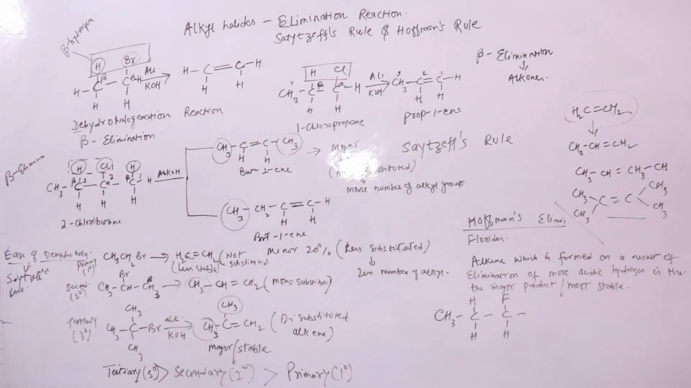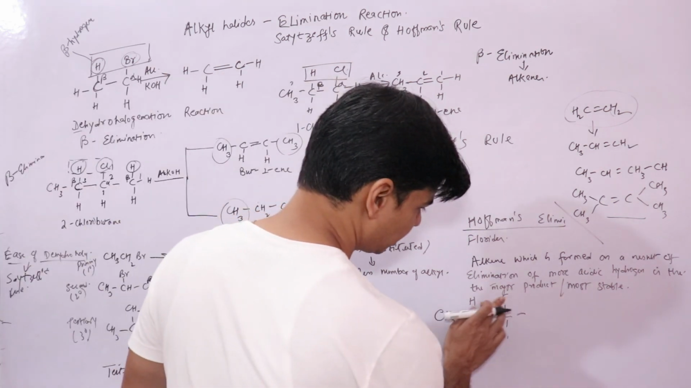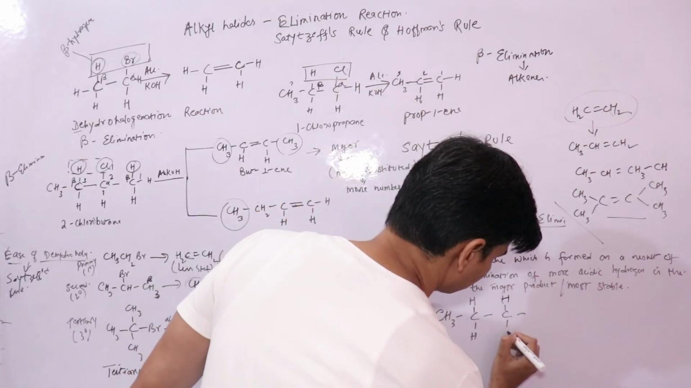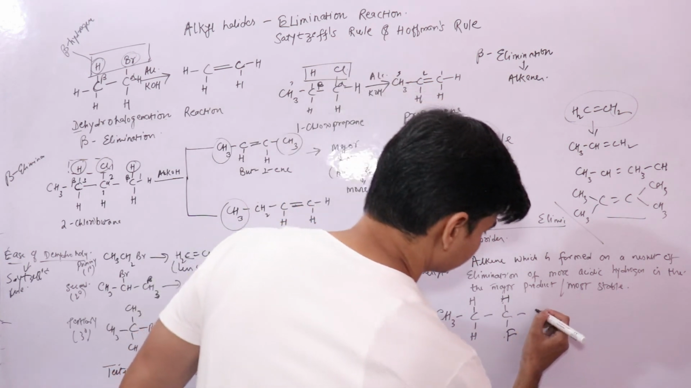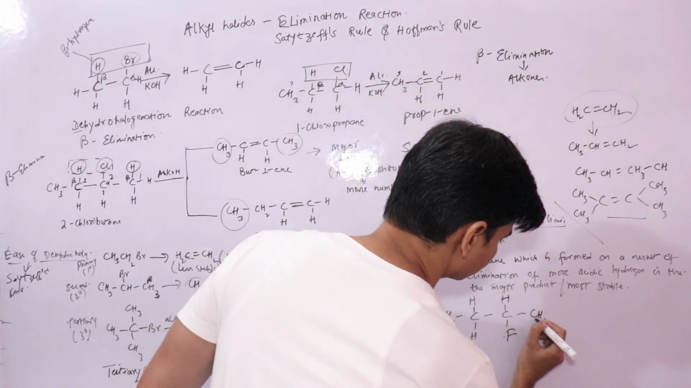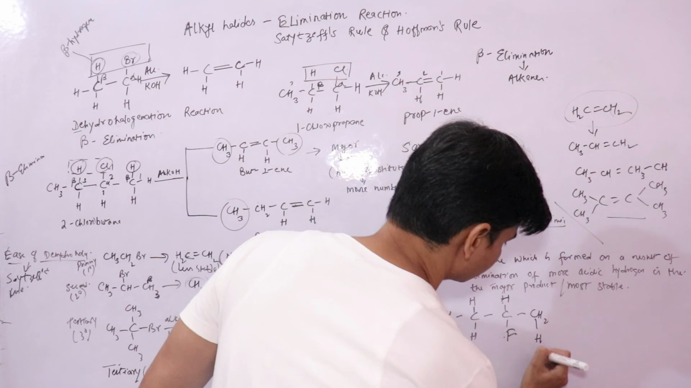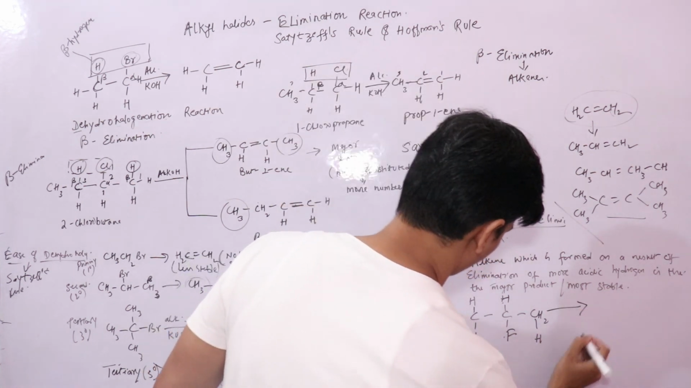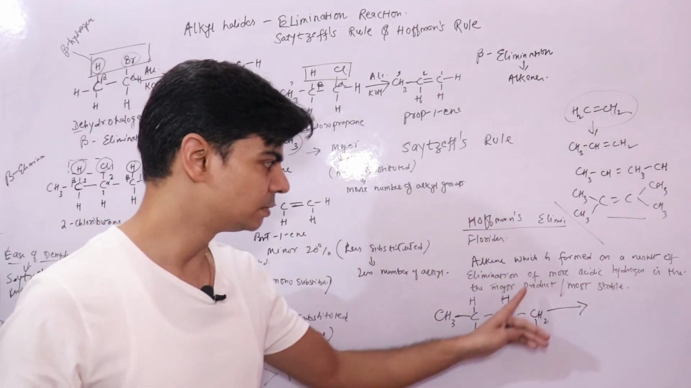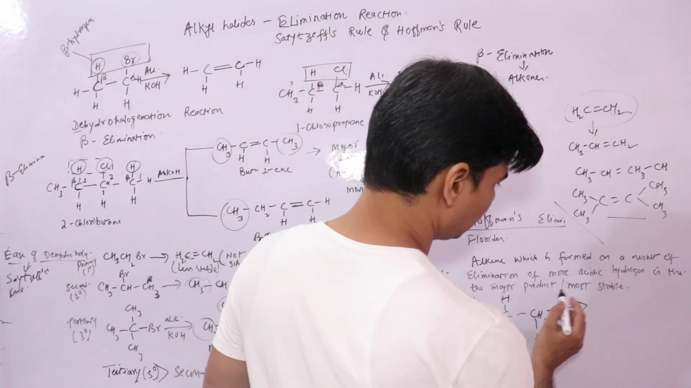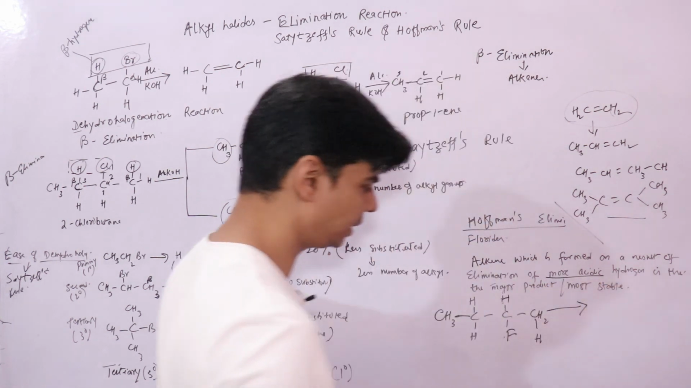You can see there is a fluoride that I've mentioned. Let me just write it down here. This is a fluoride. This is your alkyl group. Now we have to see which hydrogen is more acidic.